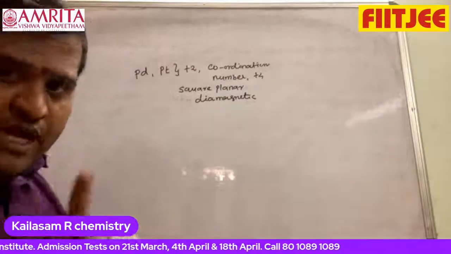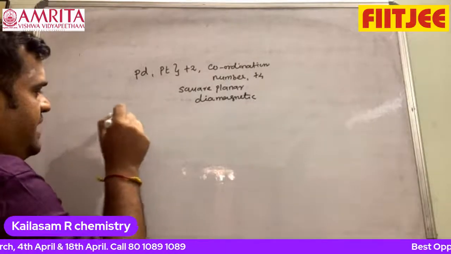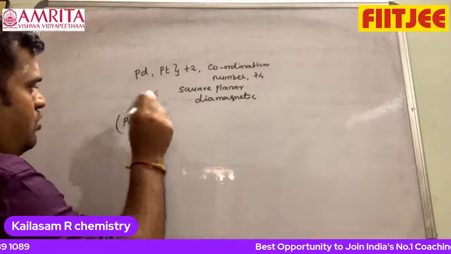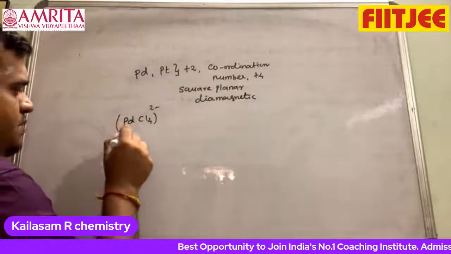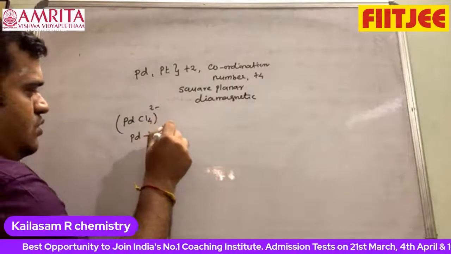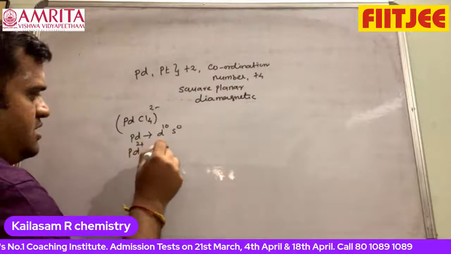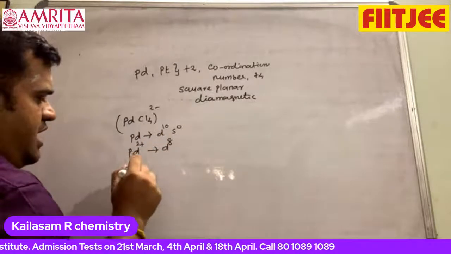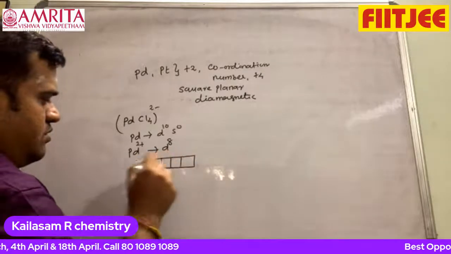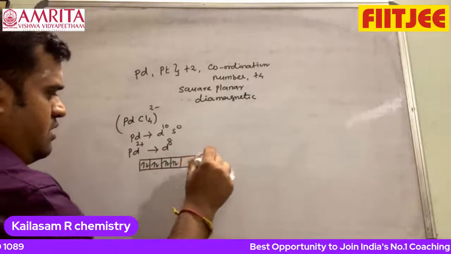Now the next thing, I'll take one simple example. I'm taking palladium PdCl4 2-. So now what? Palladium, what is the electronic configuration? D10 S0. Now palladium 2+ you have is what? D8. So d8, how do you have? That's all.